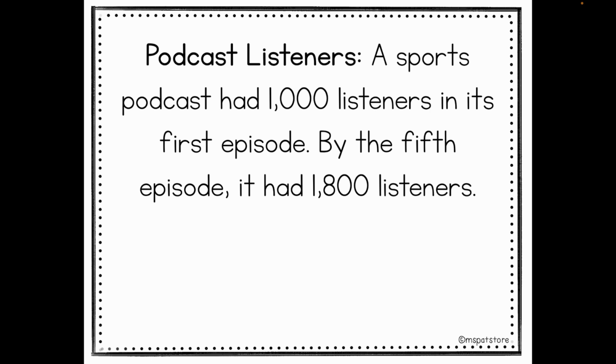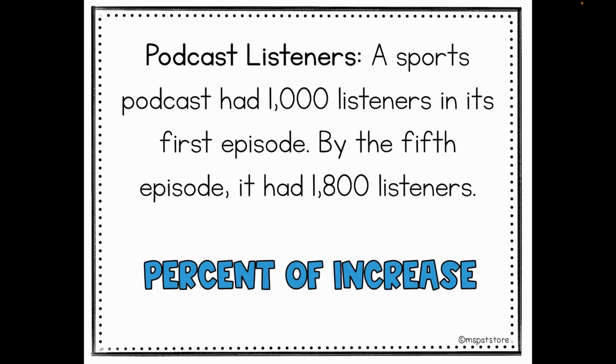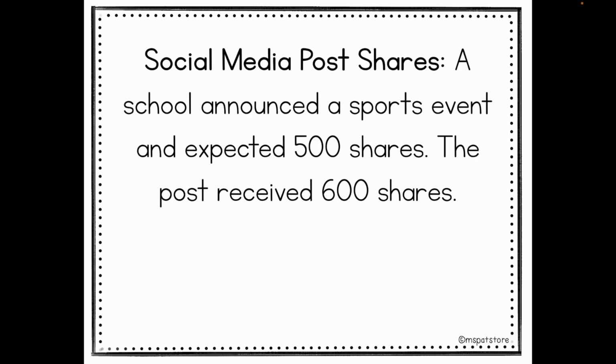A sports podcast had 1,000 listeners in its first episode. By the 5th episode, it had 1,800 listeners. Pause the video and try to think if this is an example of increase, decrease, or error. Yep, you got that right. This is an example of increase, as at the beginning, the first episode only had 1,000 listeners, but then in the 5th episode, it had 1,800 listeners.